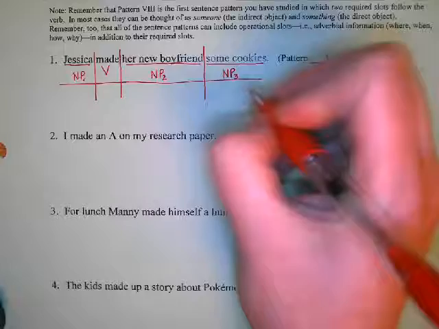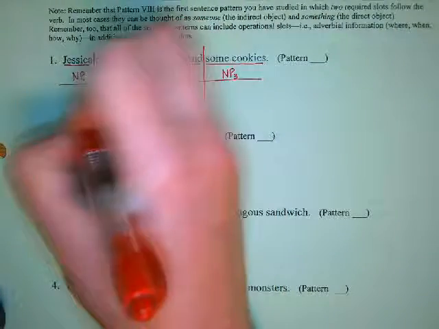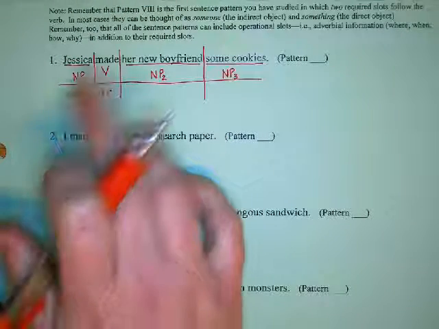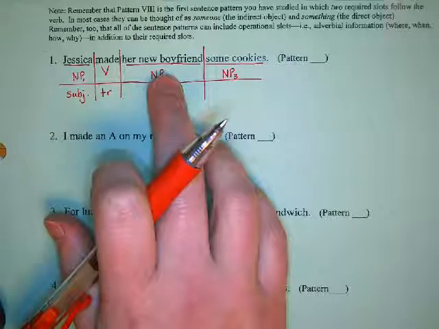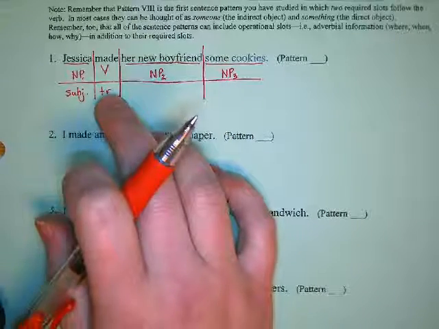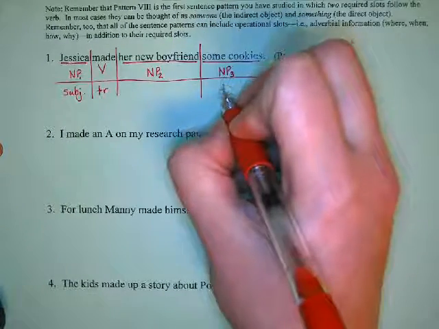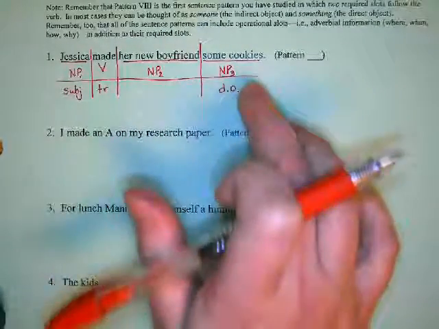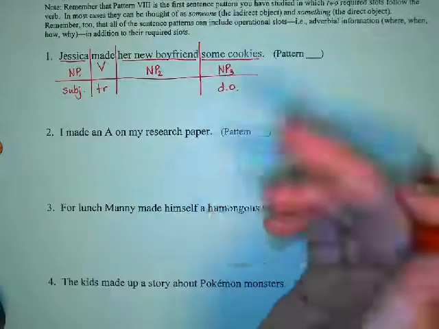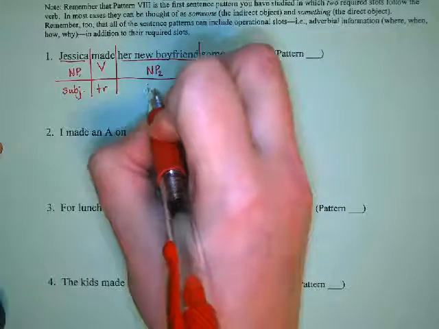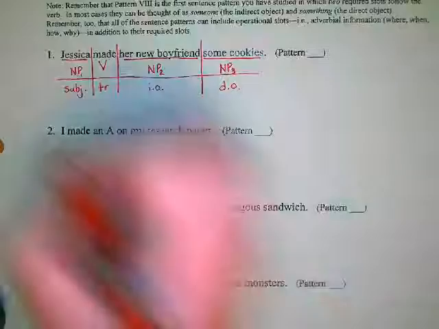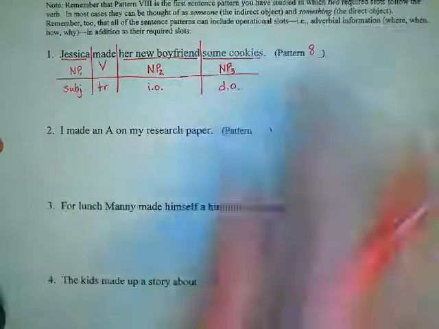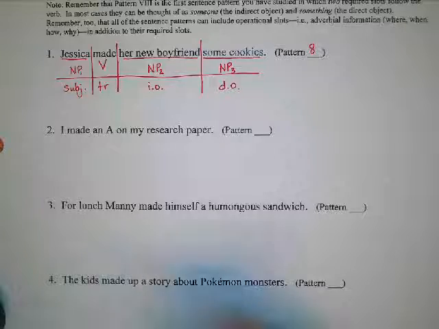So we have to figure out which one of these is the direct object and which one of these is the indirect object, because Jessica did the making, and we know we have a transitive verb because we have a noun phrase 2. So who or what was made? That's our direct object question. That's the cookies. To whom or for whom the cookies were made. That's going to be our indirect object, and that's the boyfriend. So in our sentence, because we have a noun phrase 2, a noun phrase 3, it's pattern 8. Let's take a look at sentence 2.